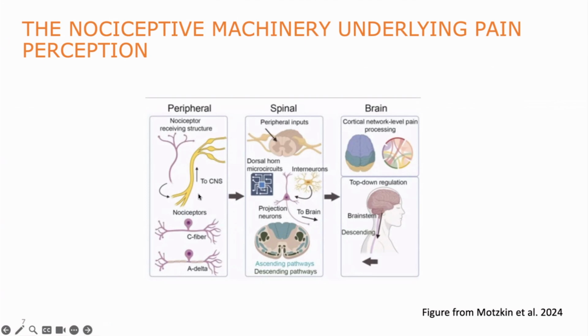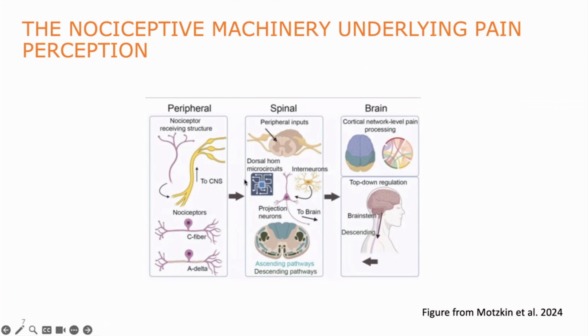And importantly, especially in vertebrates, we have very specialized afferent fibers, right? Small unmyelinated or small myelinated fibers. These are the A-delta and C fibers that transmit preferentially information about the noxiousness of the environment to the spinal cord and then to the brain.